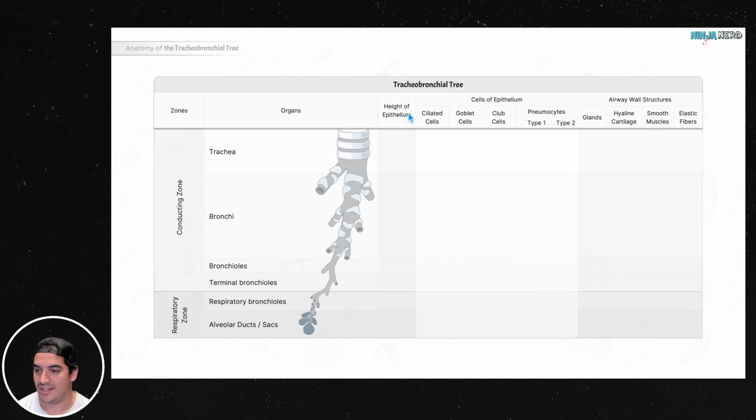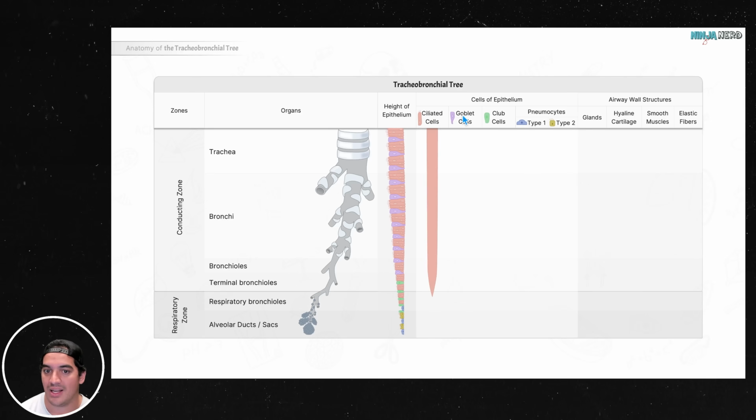So we want these things in our conducting zone, and we don't really want them in the respiratory zone. We don't want mucus and cilia playing a role in gas exchange. So that's the key thing here: I want the height of the epithelium to decrease, the cilia to decrease, and the goblet cells to decrease as we go down, right? So as you go from pseudostratified ciliated columnar, to more of a columnar, to more of a cuboidal, to then squamous cells. Cilia, I want this to decrease as we go down. All right, goblet cells, I want this to decrease as we go down. I don't want a lot of mucus as we get into those smaller airways that'll plug it up.